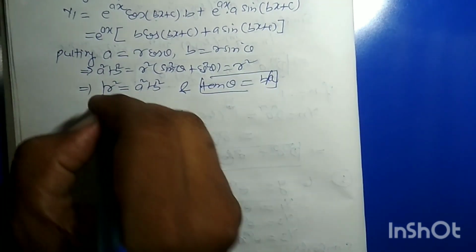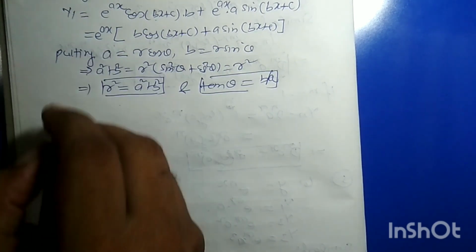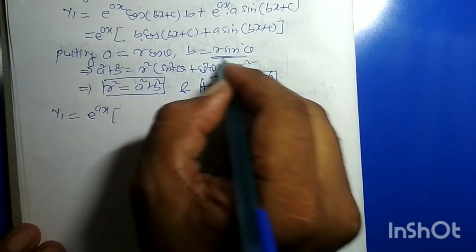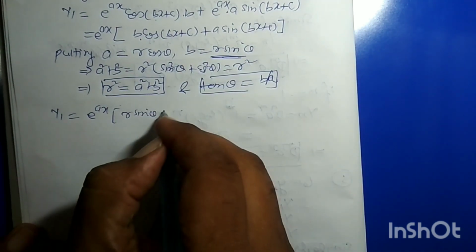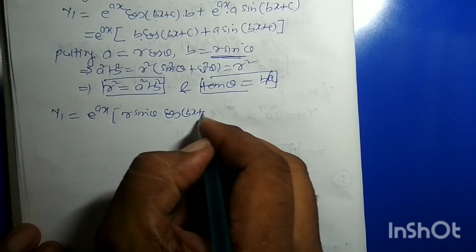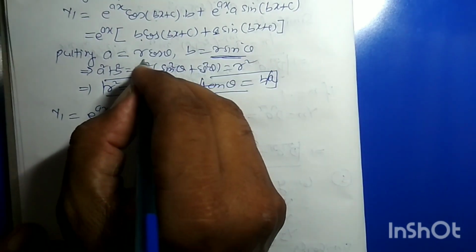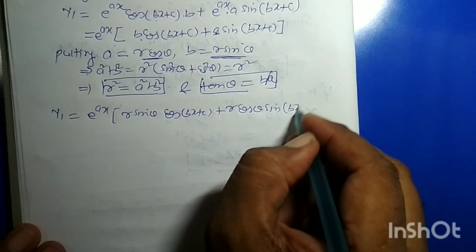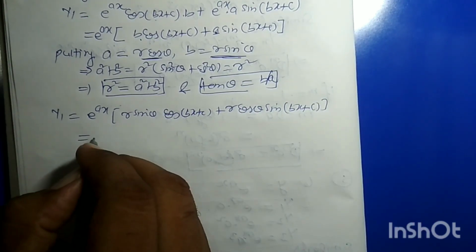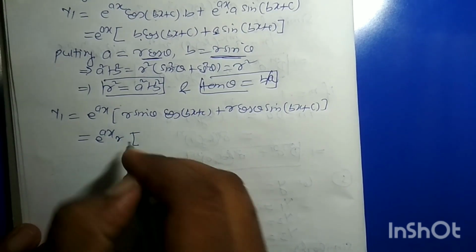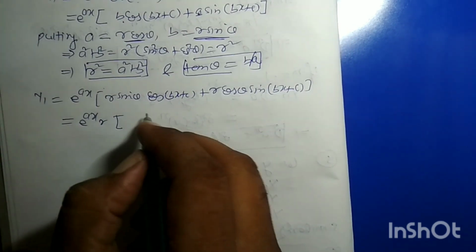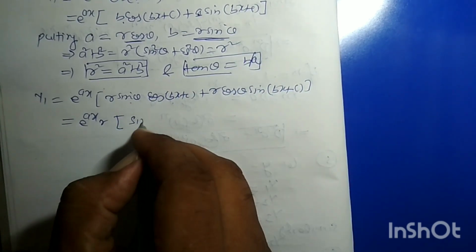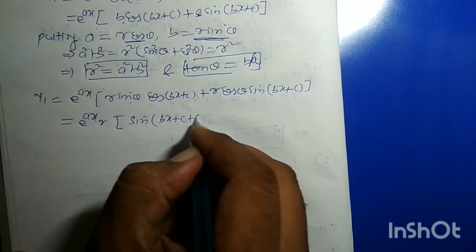This is the value of tan theta, and here is the value of r square. Therefore y1 becomes e^(ax), put the value of b here, b means r sin theta, into cos(bx+c), plus a means r cos theta, into sin(bx+c). This is equal to e^(ax) r, and we arrange it using the identity sin(A+B) equals sin A cos B plus cos A sin B, giving sin(bx + c + theta).